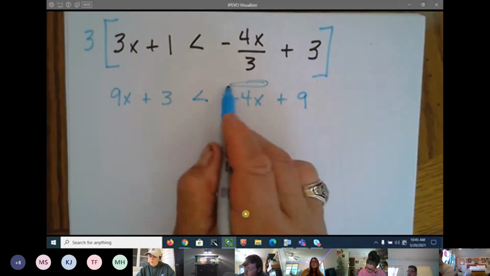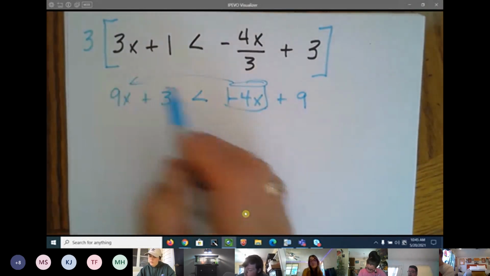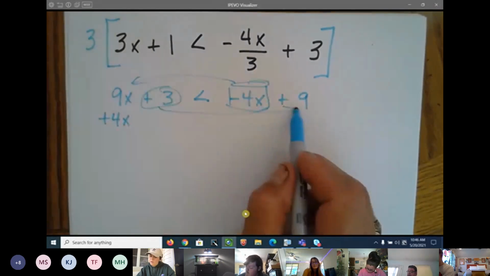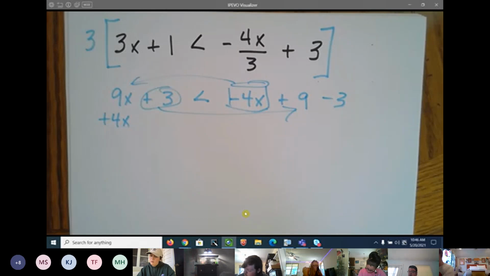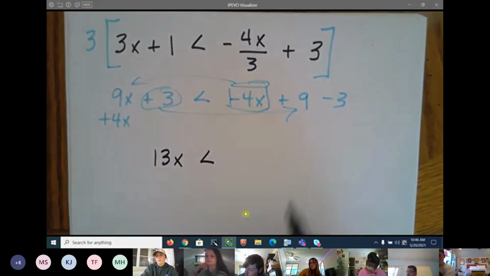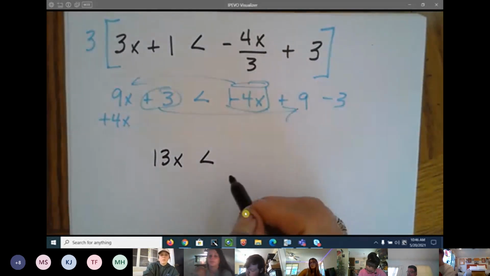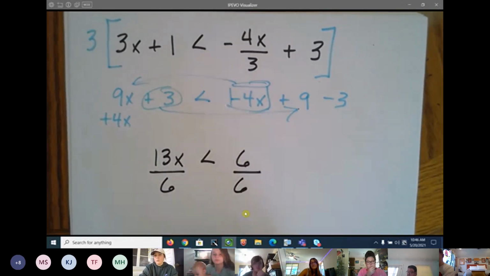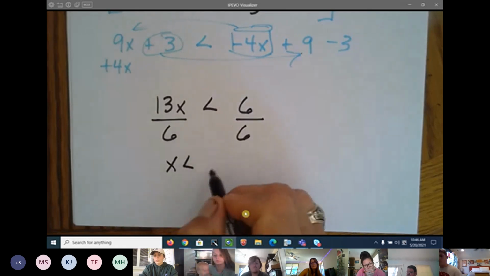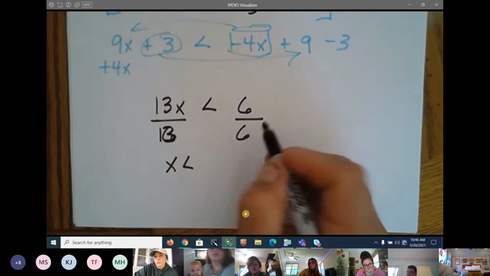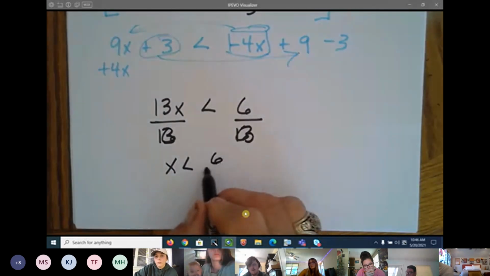This is the smallest bucket. Take it across the river. Take the 3 across the river. And we get 13x less than 9 minus 3, which is what? 6? Yes. And x is less than 6 over 13.